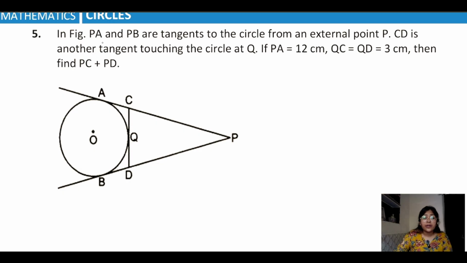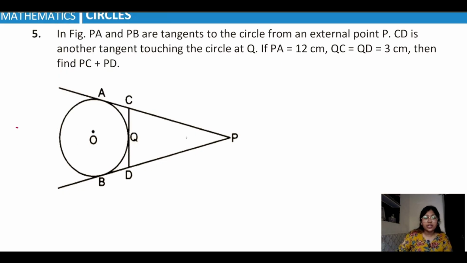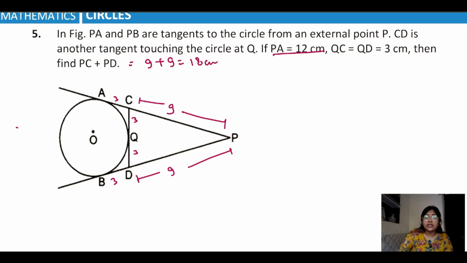In the figure, PA and PB are the tangents drawn from an external point. CD is another tangent, just like the same, touching the circle at point Q. PA is equal to 12. QC and QD are equal to each other. This is again an easy question. This is 3, then this is also 3. The total length is 12. PA is given as 12, so CP will be 9. This is also 9. Then PC plus PD, 9 plus 9, will be 18 centimeters.